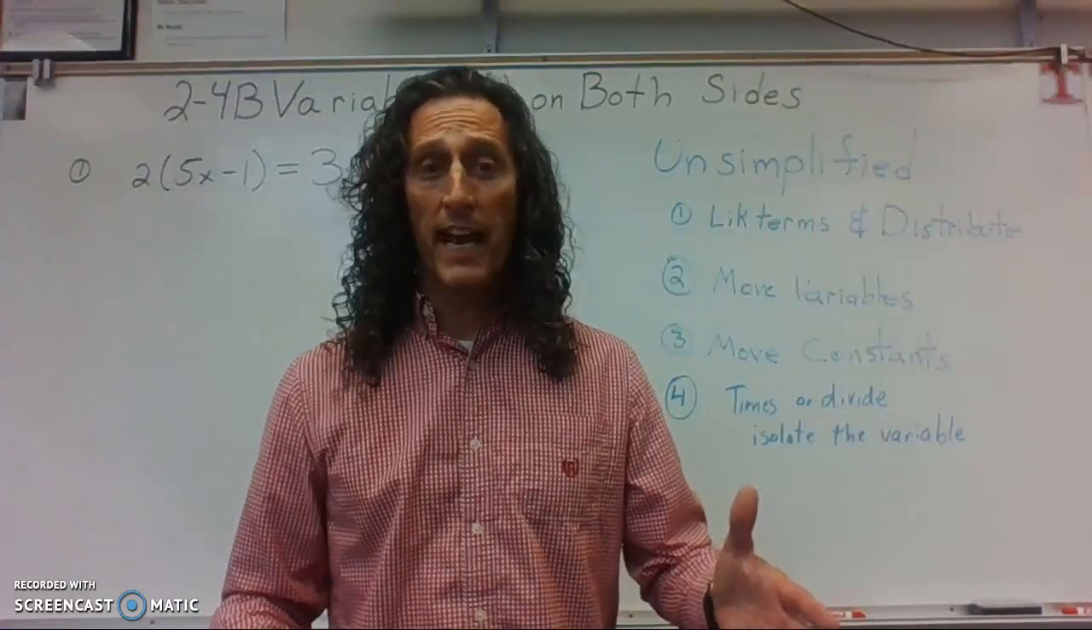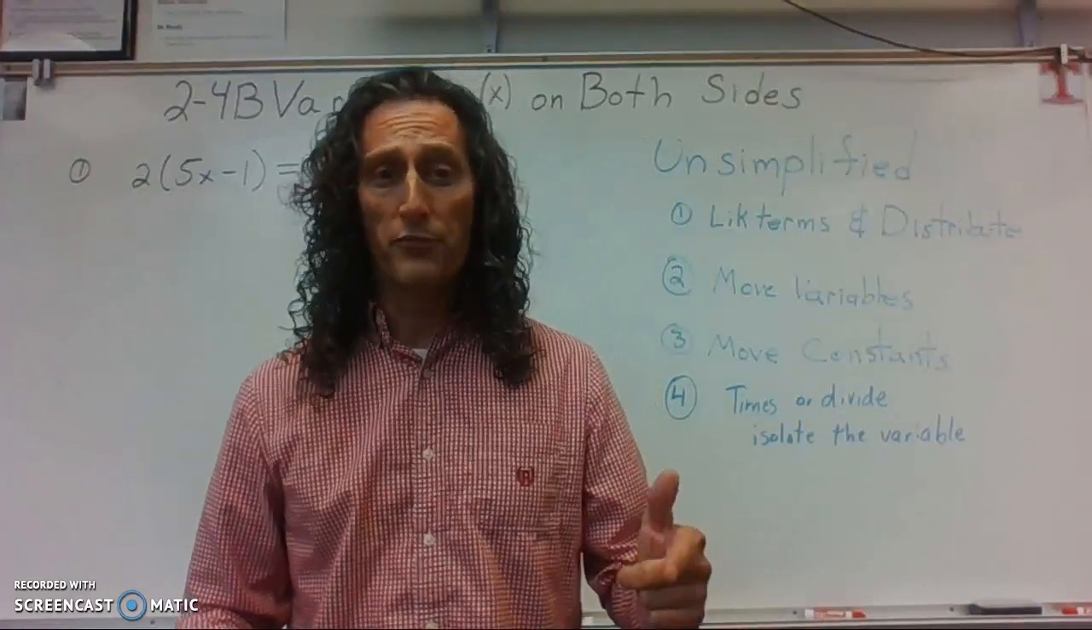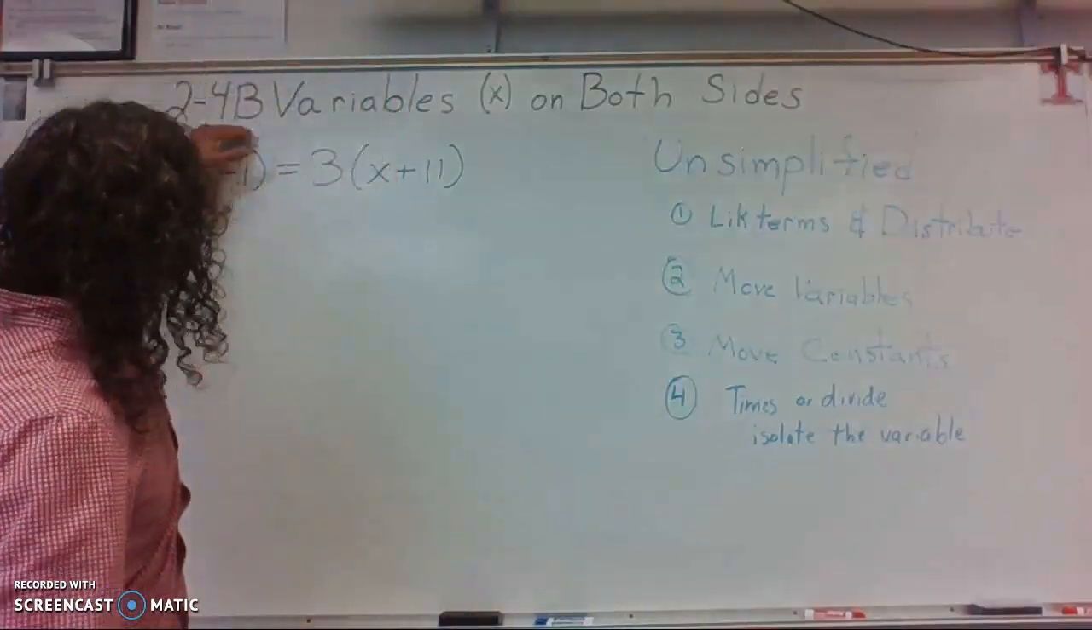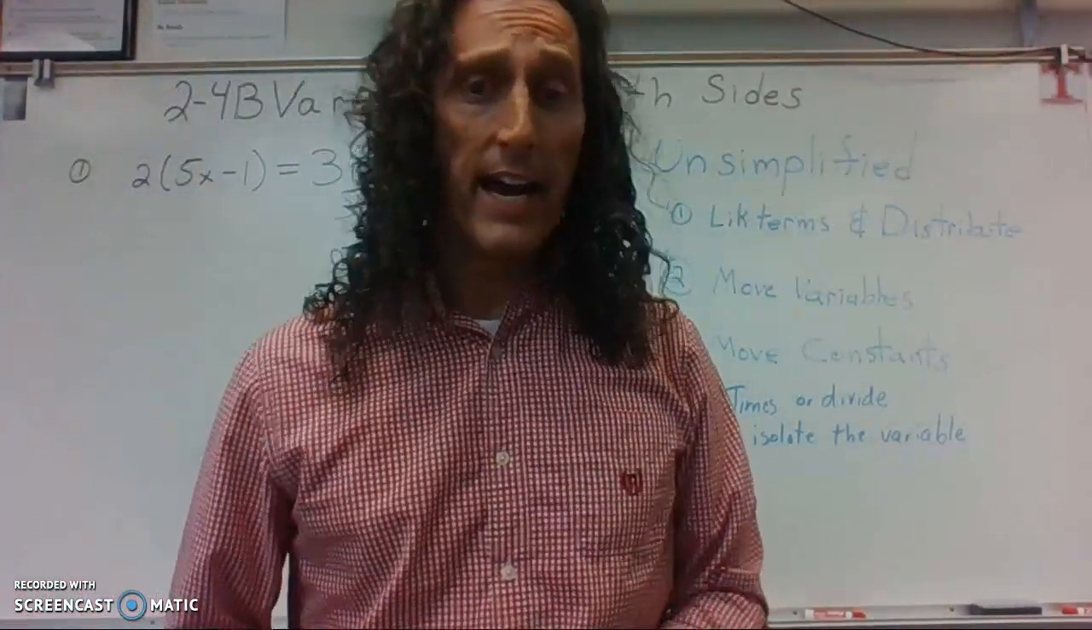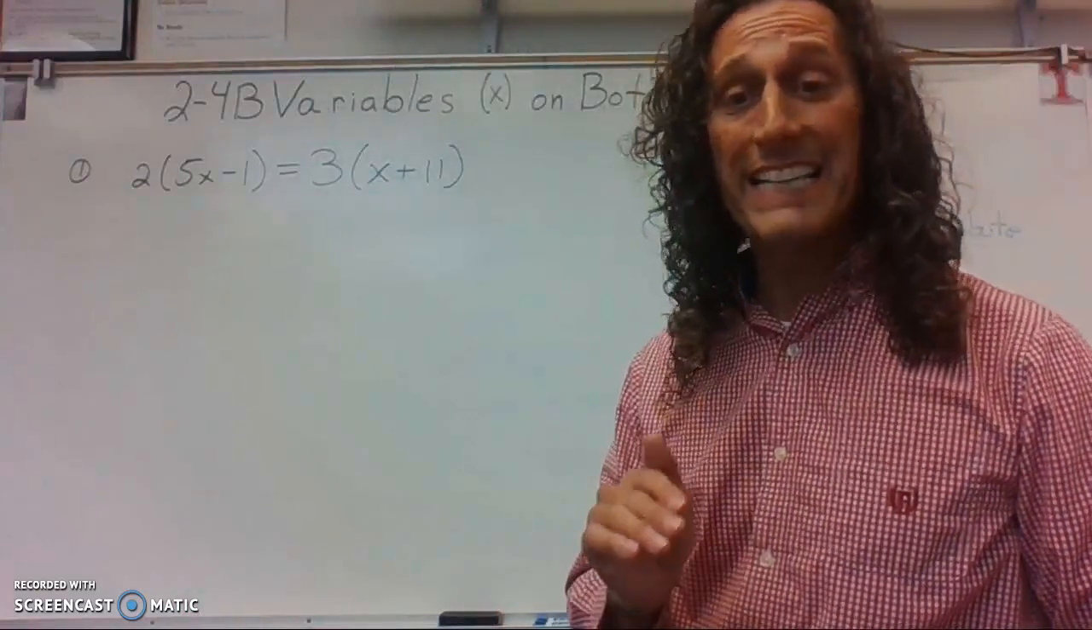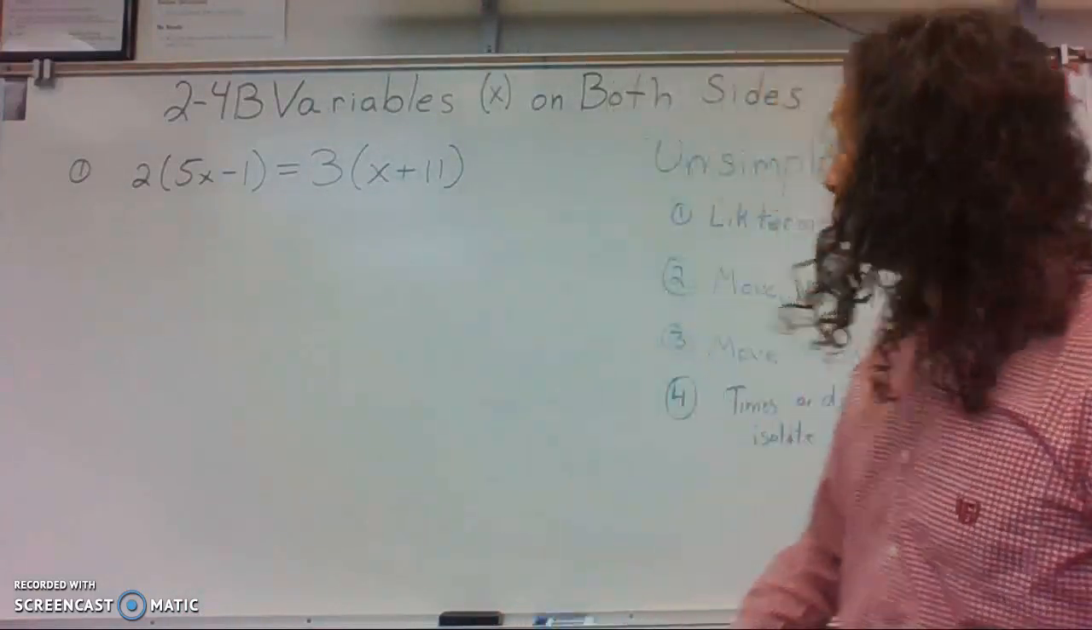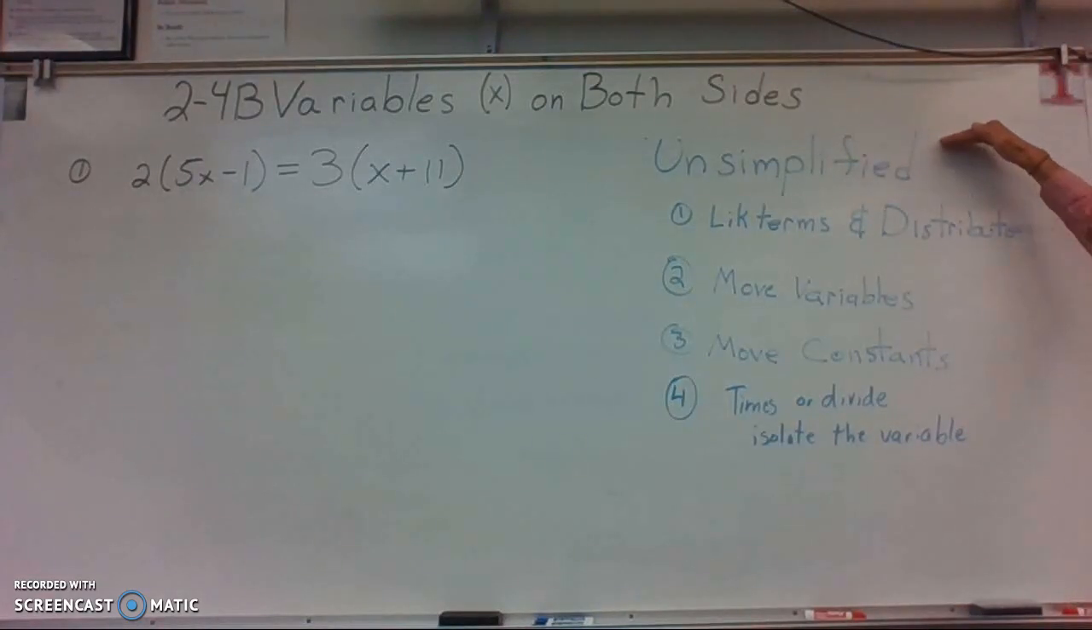All right, this is the second half of our lesson 2-4. So I labeled it B, variables on both sides, but you're going to need to pause it, and we're going to talk about unsimplified equations. So go ahead and write down unsimplified and write down these 4 steps. Hit pause right now.